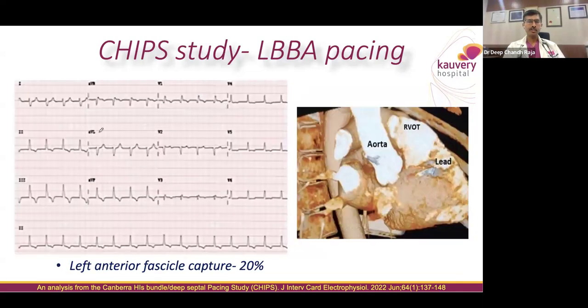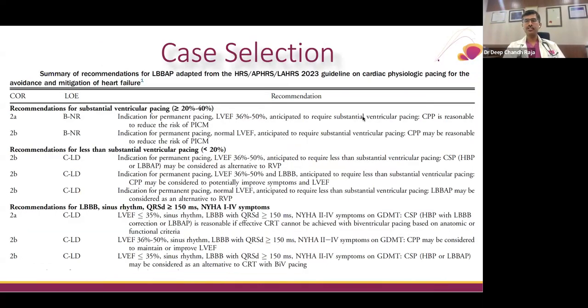It is possible to capture the anterior fascicle as well, where 2, 3, aVF tends to be positive. Again, we tend to have our right bundle branch block morphology, with a very narrow QRS less than 120 milliseconds. So that's an introduction to how the anatomy of the left bundle is. And then I move on to case selection.